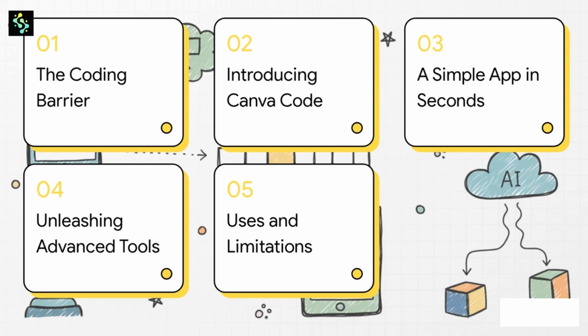All right, here's the plan. First, we'll look at that coding barrier we just talked about. Then, I'll introduce you to Canva's new AI solution. We're actually going to build a couple of different apps right here in seconds. And finally, we'll step back and talk about what this all really means, the good, the bad, and the future.